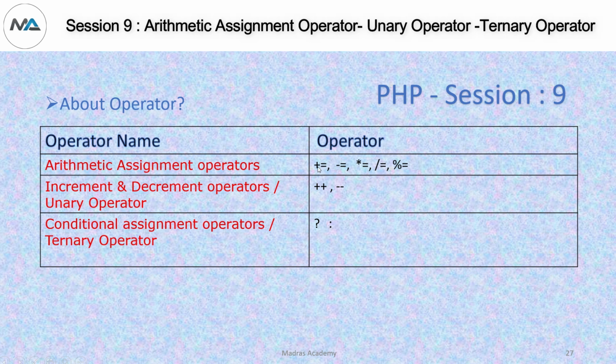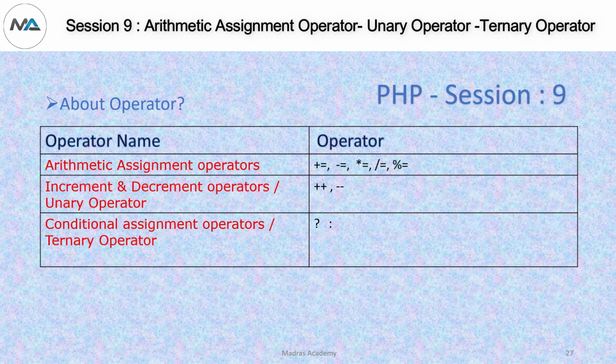Arithmetical assignment operator: in all the arithmetical operators, we have the equal to symbol. That is an arithmetical assignment operator. For the unary operator, we have two types, increment and decrement. By default, it will increment one value or decrement one value. Here we have two types, post and pre. How to use that plus and minus operator, we'll see in a practical session.